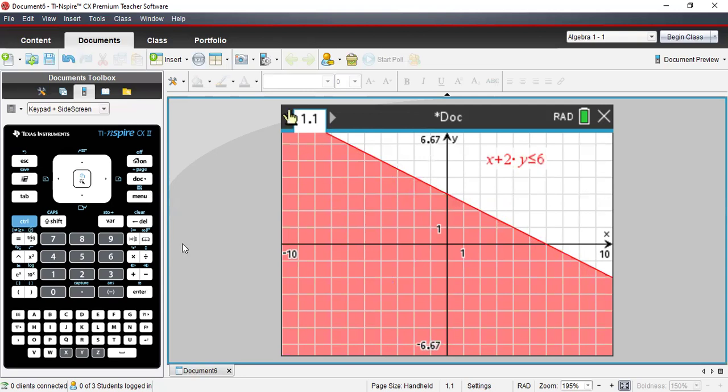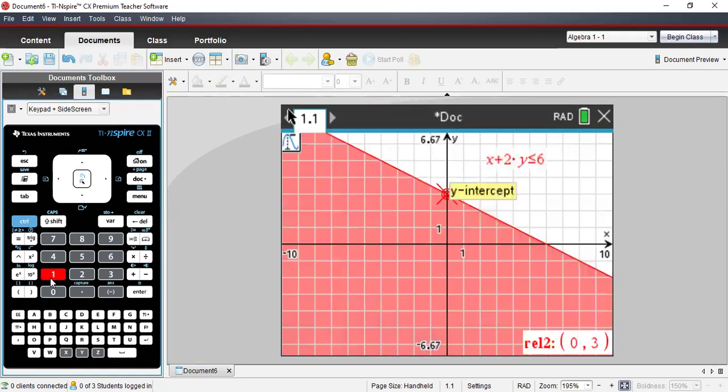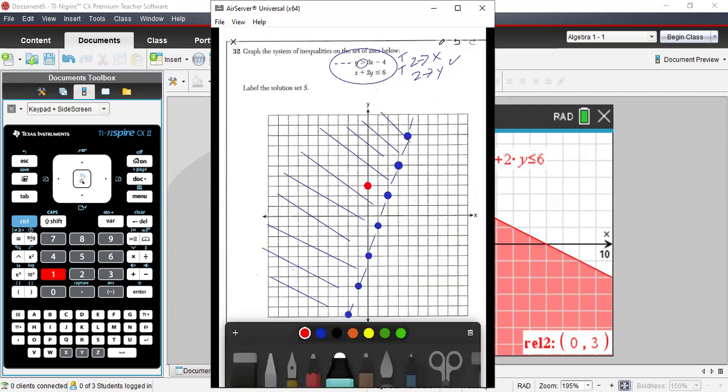And now we're going to do menu 51, find a couple points on this line. The y-intercept is (0, 3), so go up 3: 1, 2, 3. I didn't show you what I was doing. So I went up 3 and I put my point there.